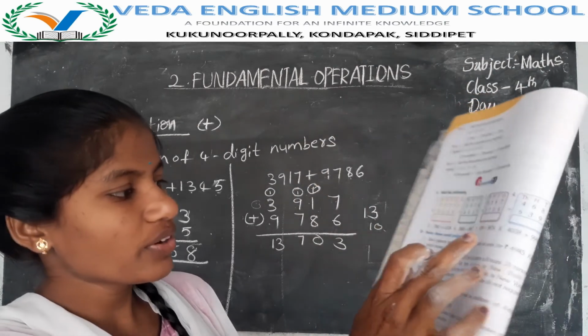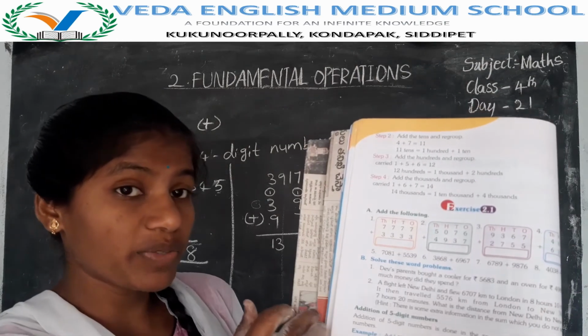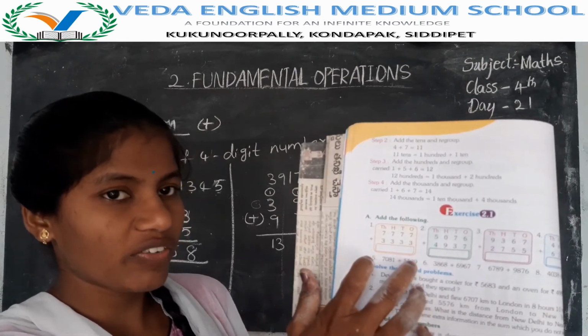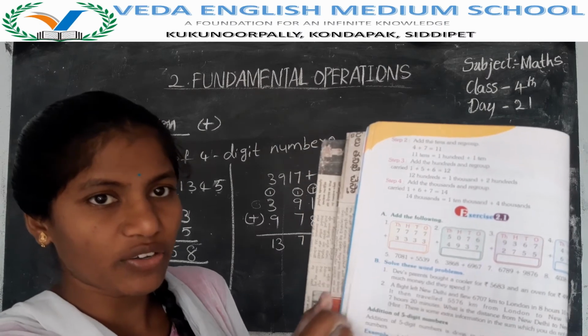1, 2, 3, 4, 5, 6, 7, 8. Eight problems are there. 4 they have given like this. You have to convert this also like this and complete.